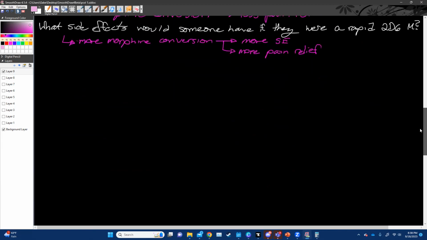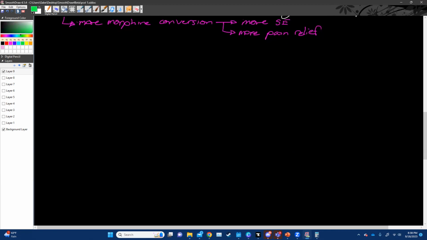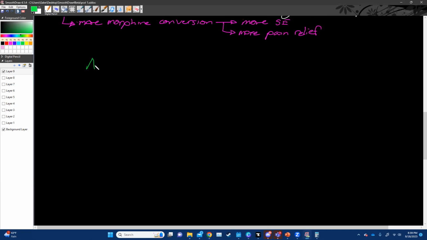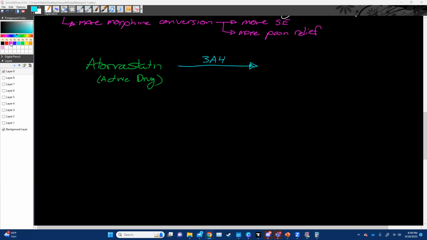All right, I want to look at another example using this same sort of principle. You have atorvastatin, which is the active drug, and it is metabolized via 3A4 to its inactive metabolite.